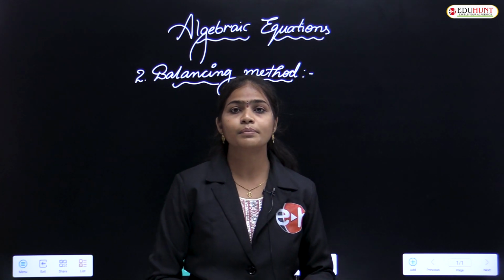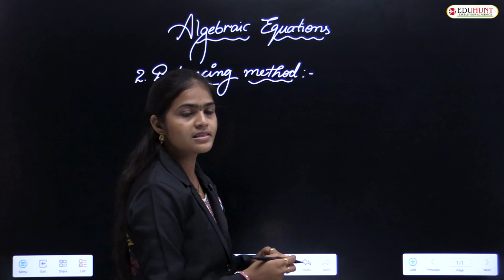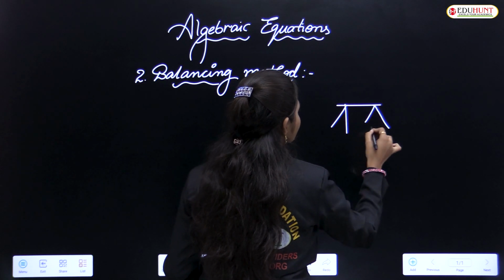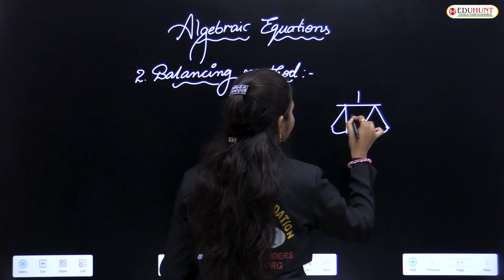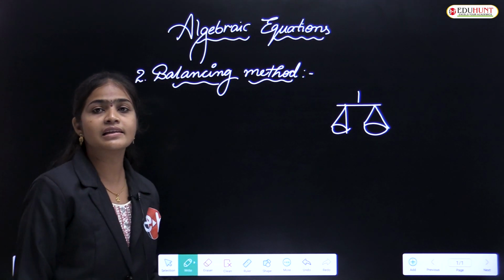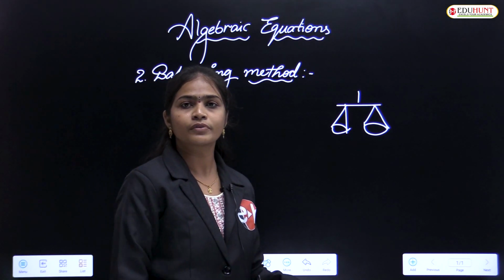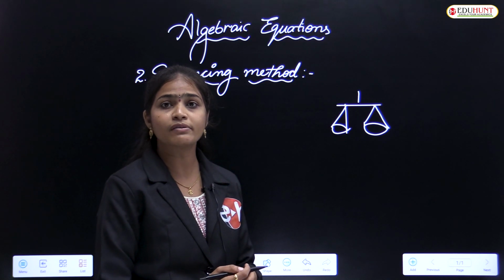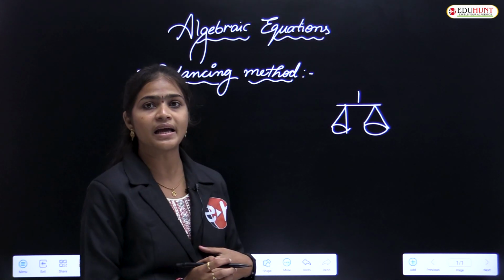So what about that balancing method? Here, balancing method means, do you know about the common balance? Have you seen that common balance? Like this we can observe a common balance, no? Have you seen this type of common balance anywhere? Okay, yes, vegetable sellers, vegetable vendors, they have this type of common balance, no?